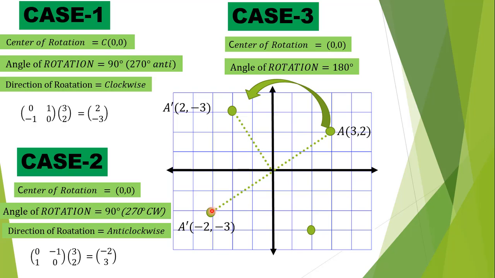The matrix representing the rotation of 180 degrees with the center 0, 0 is -1, 0, 0, -1. This 2 by 2 matrix, when pre-multiplied with the column vector 3, 2, is going to give you the same result. So you have to memorize this if you don't want to use the graphical method for the rotation of 180 degrees.